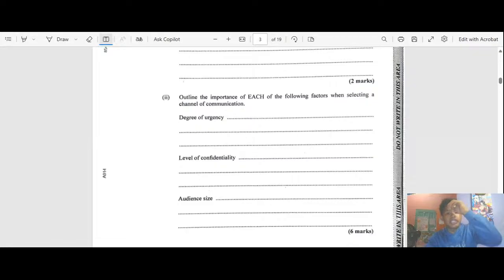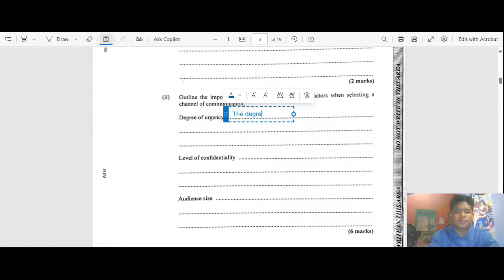II. Outline the importance of each of the following factors when selecting a channel of communication. The degree of urgency is important for the level of work efficiency that is needed.